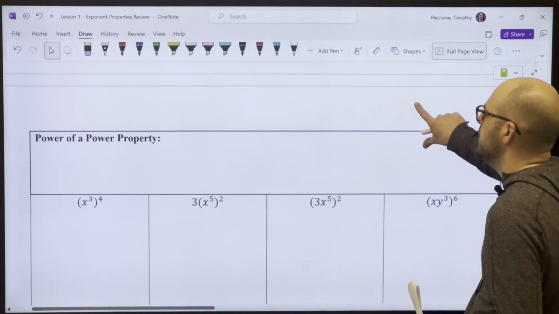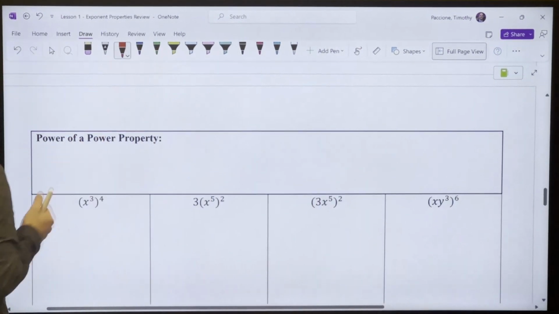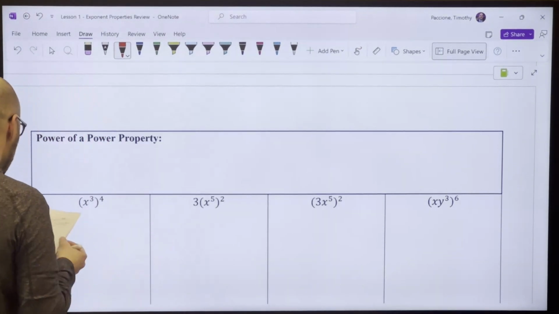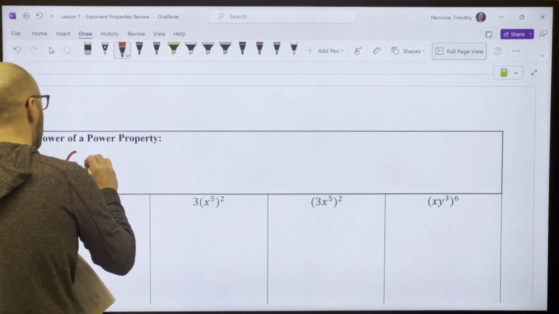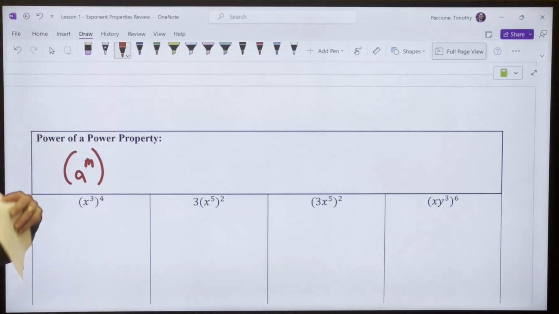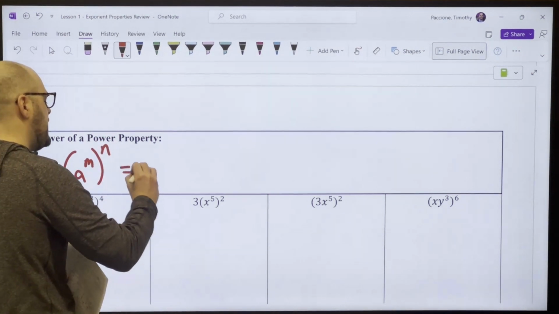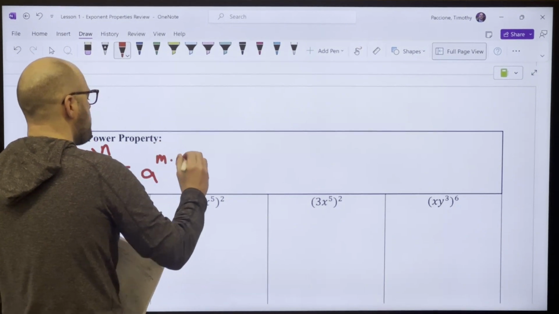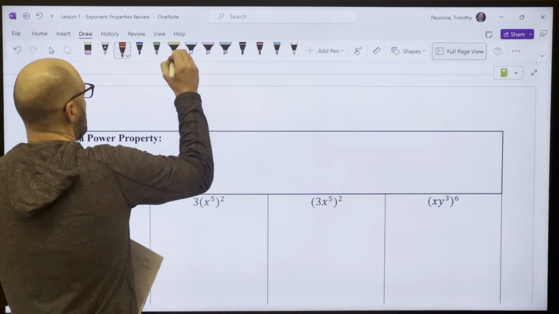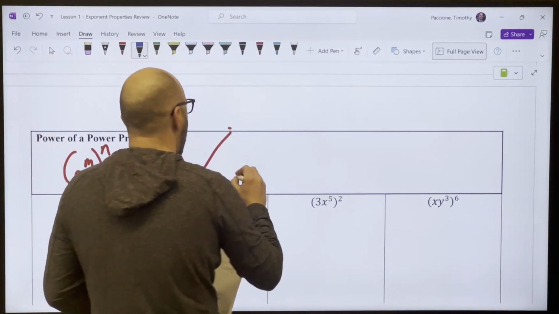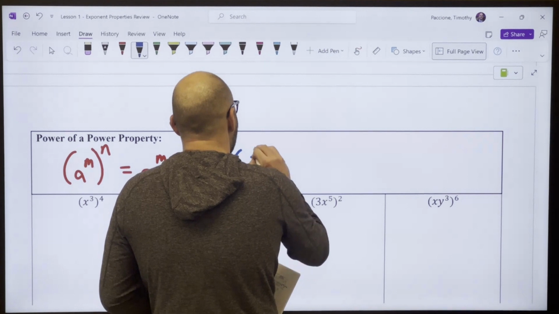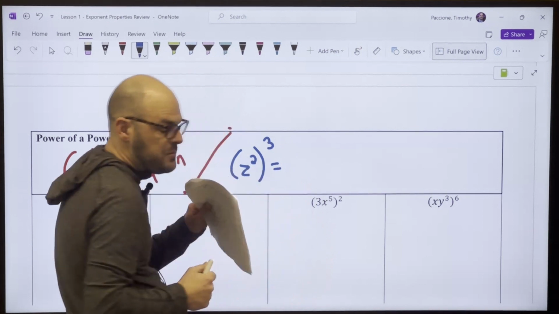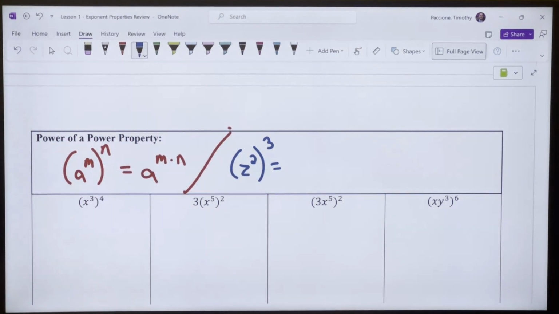Power to a power property. Okay. Power, by the way, is another way to talk about exponent, to the second power, to the third power, to the fourth power, right? So if you have a to the m, and then that is being raised again to the n, that is a to the m times n. Okay, let's look at some examples. If you have z squared to the third, well, this tells me to multiply, so that would be z to the 6.